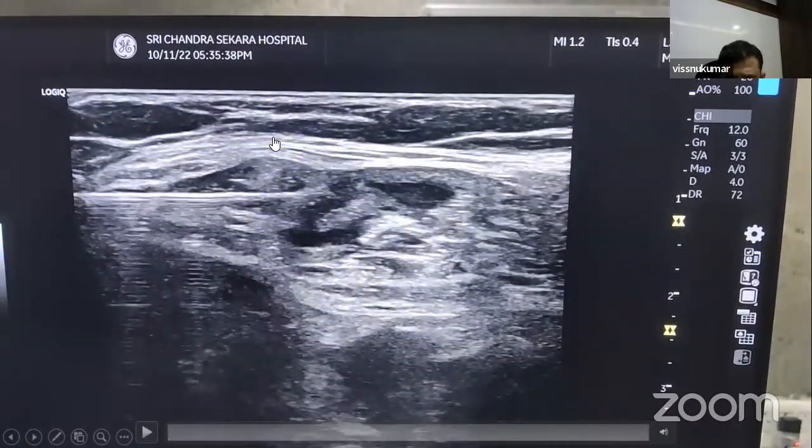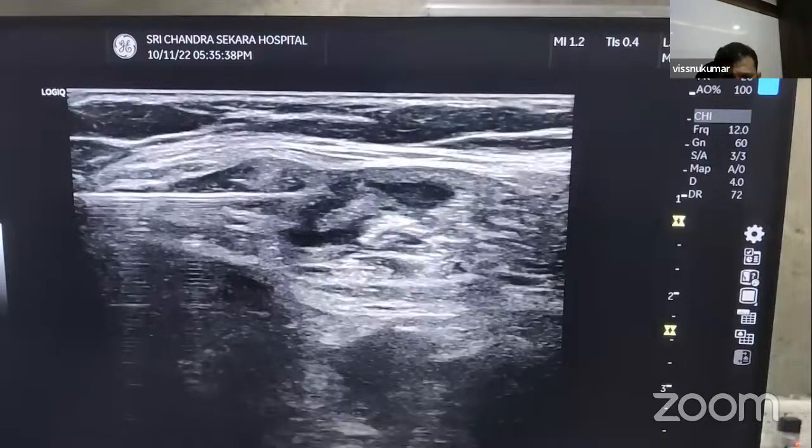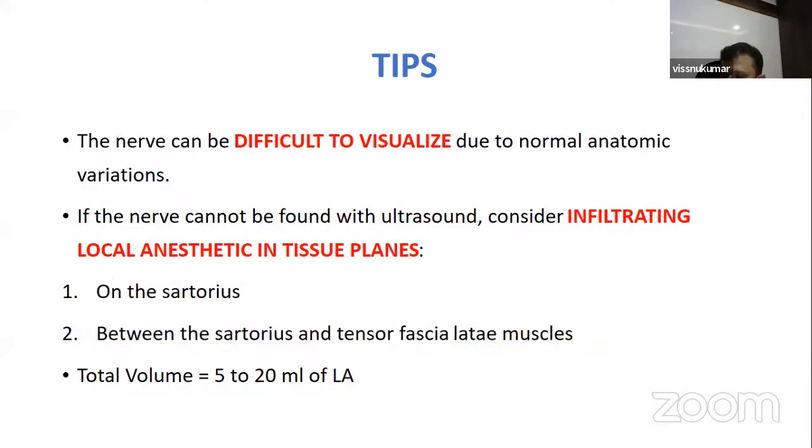And I used to give like 10 ml of the local anesthetic. Ideally, 5 is enough. And if you're not able to visualize the nerves properly, or if it is not associated with the pulsatile artery, then we can directly deposit like 10 ml of local anesthetic. This is as per the literature, and it is going to give a wonderful result. So the nerves, as I told you, can be difficult to visualize due to normal anatomic variation. So if you perform blind blocks, only 10% is going to work. In the remaining 90%, the drug is not going to be deposited properly.